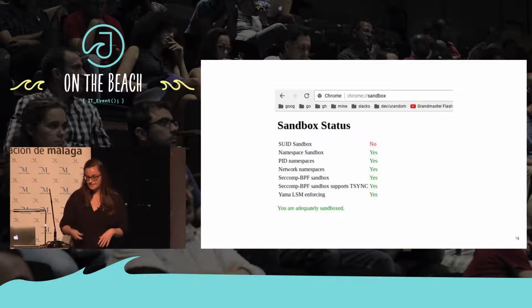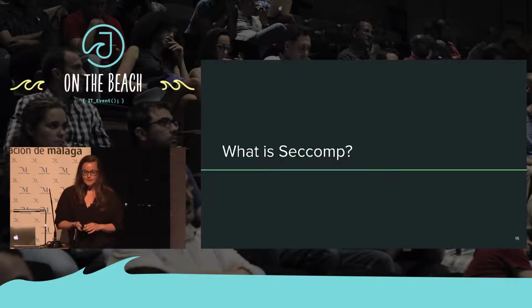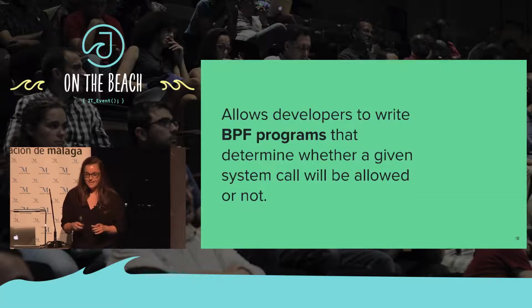And then what I obviously left out was Seccomp. So it also uses Seccomp, which is the second layer of security there. And this is kind of the main thing we're going to be talking about. So what is Seccomp? It's secure computing with filters. That's where the name comes from, which I didn't know for a long time. It's interesting. And it allows developers to write BPF programs, which we'll also go over, that determine which syscalls can be used, allowed or denied.